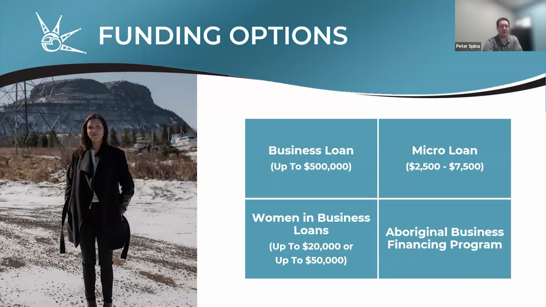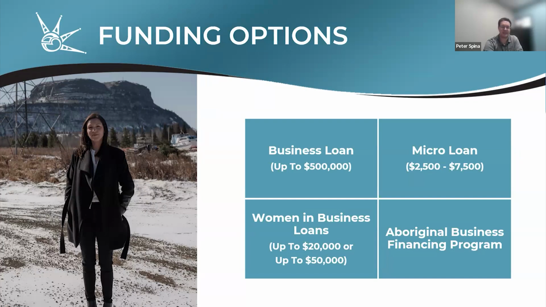So a few of the funding options that we have at NADF are the business loan, and that goes up to $500,000, and that's for anyone who is looking to start a full-time business. We have the microloan, which runs between $2,500 and $7,500, and that's great for anyone who's looking to make a small purchase for their business while also increasing their credit score.